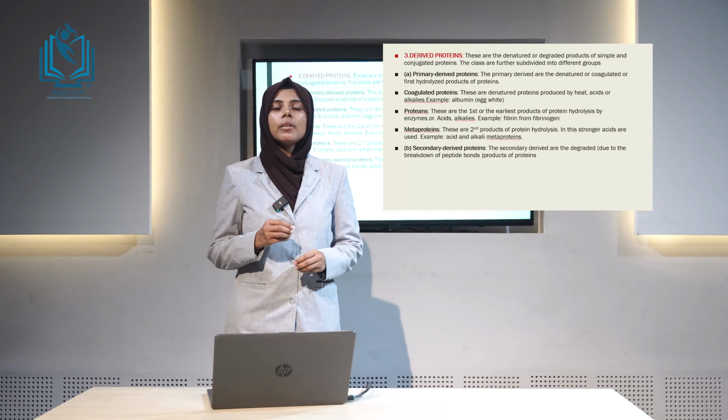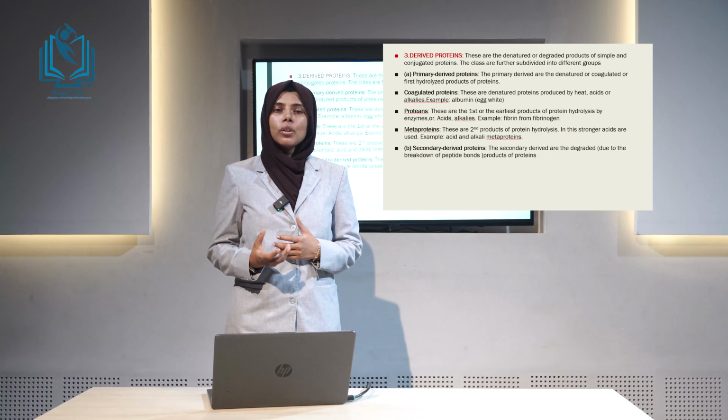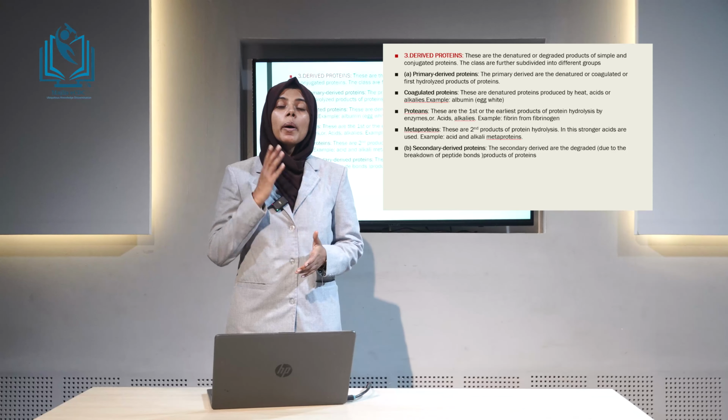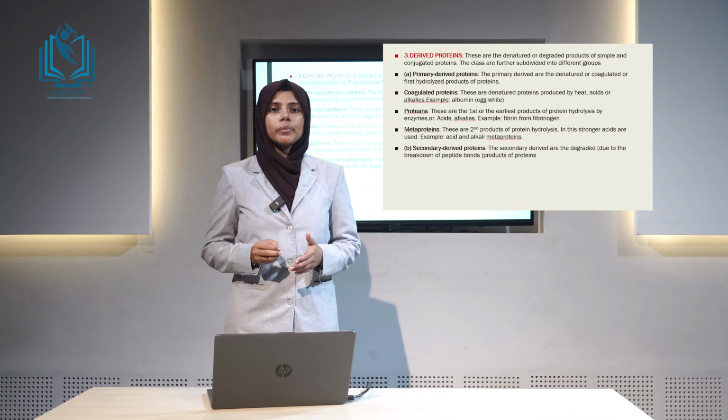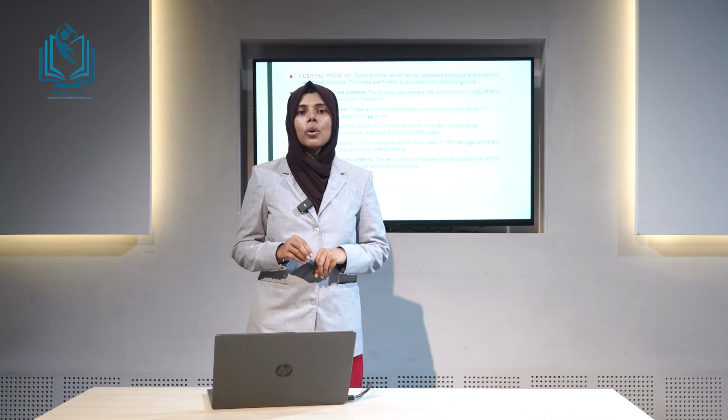The secondary derived proteins are the second type of derived protein, which is the product of the degradation or hydrolysis of the peptide bonds present in the protein. This is secondary derived proteins. So this is all about this topic.